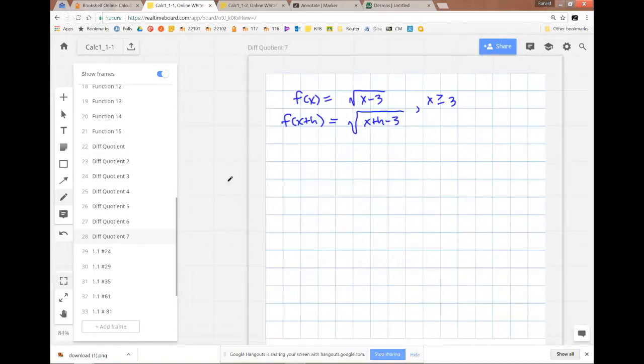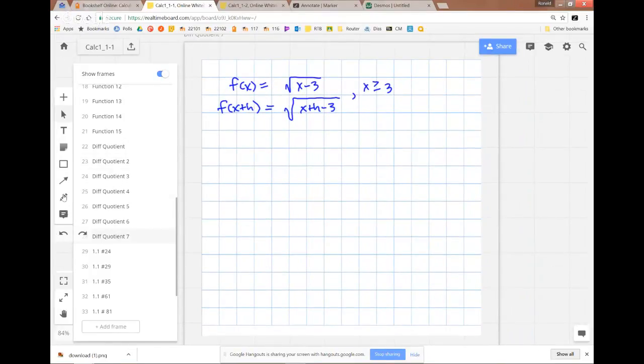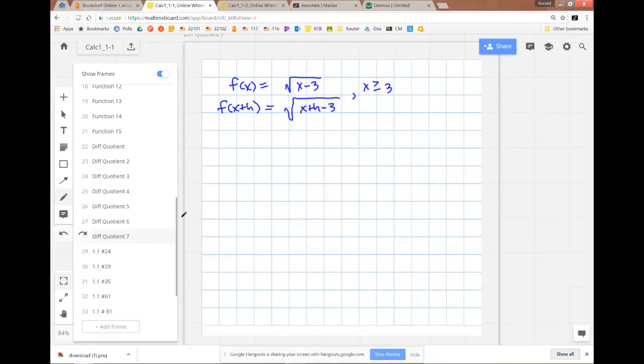So let's give that a try. All right. So we've got f of x equals the square root of x minus 3. And I already stated the domain is limited. As you can see, x can't be below 3. It can be 3, but it can't be anything less than that. So I've stated x has to be greater than or equal to 3. So in your preparation for this, we know we're going to have to find f of x plus h.